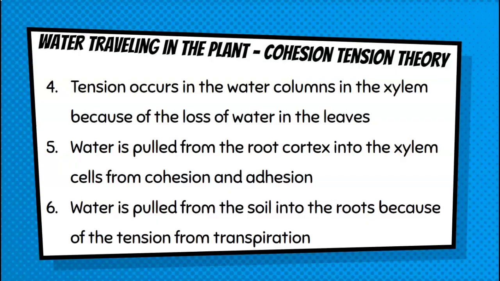This tension or pressure occurs because of the loss of water in the leaves. It's just kind of a domino effect. As the water leaves the leaves, the water needs to be replaced. So then the water is replaced from the xylem. Well, now that water needs to be replaced. So then the water from the roots goes into the stem. Okay, well now that water needs to be replaced. So water is constantly being taken up by plants because water is constantly being lost by plants.